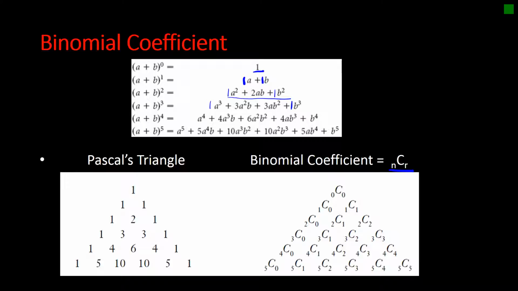Now, this mirrors Pascal's triangle. If you look, this is called the 0 row. Then the first row, the second row, the third row, the fourth row, the fifth row. This Pascal's triangle mirrors this n combining r.